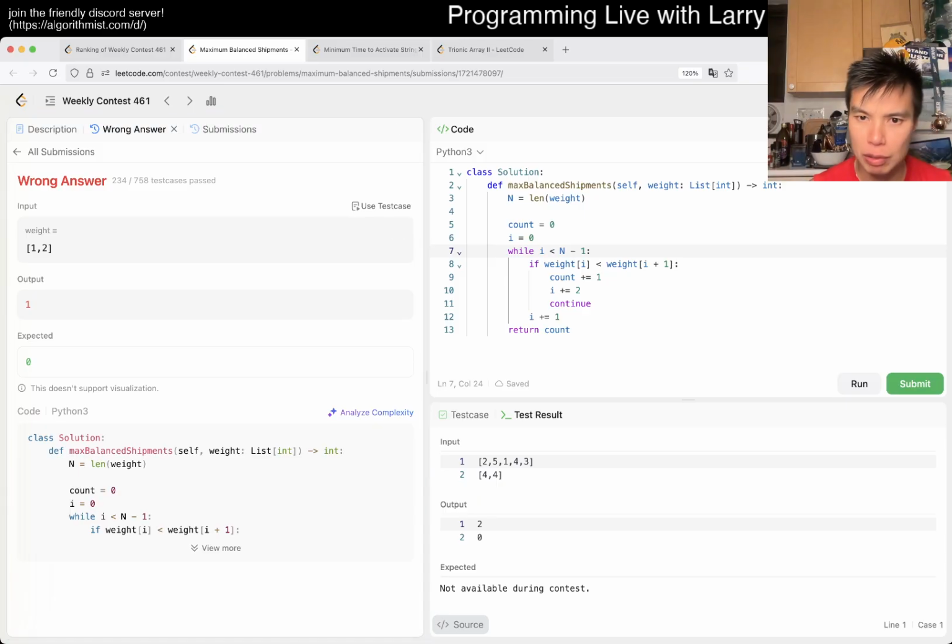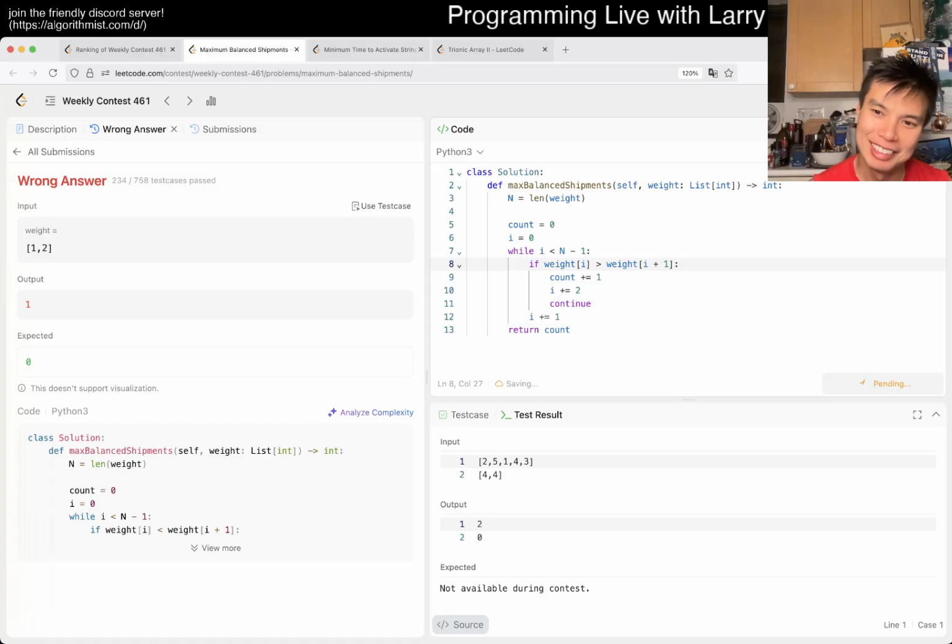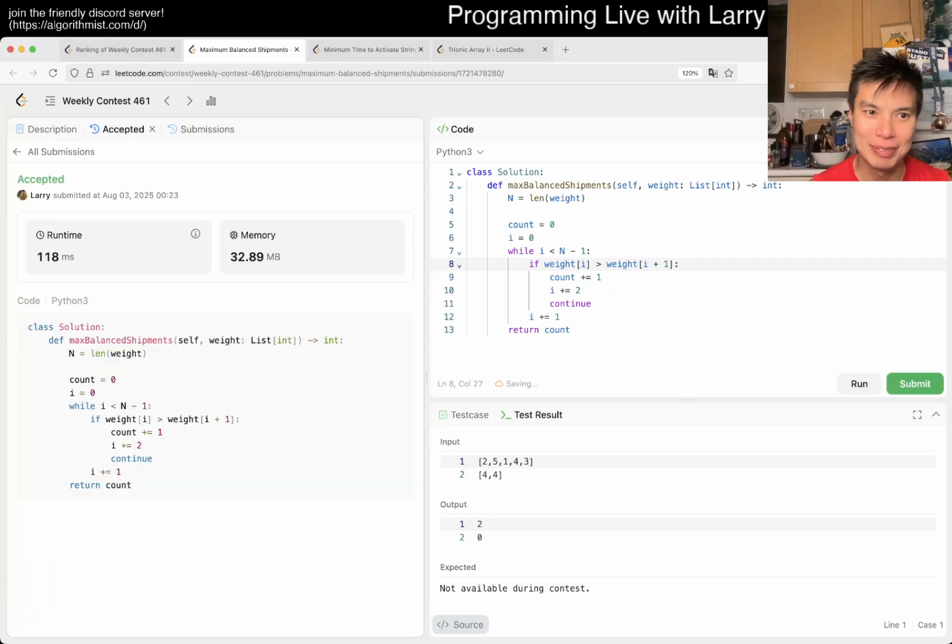How did I return 1? Oh, I'm just dumb. I got the weights. I got the direction backwards. But how? Why? I mean, I may still be wrong, but okay.